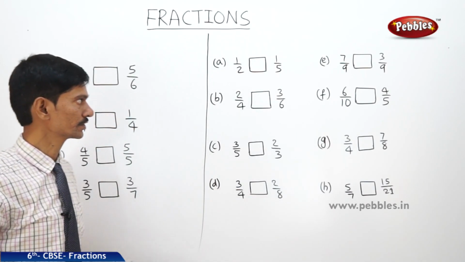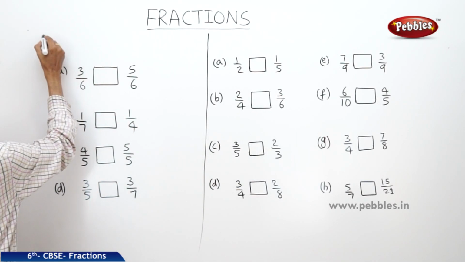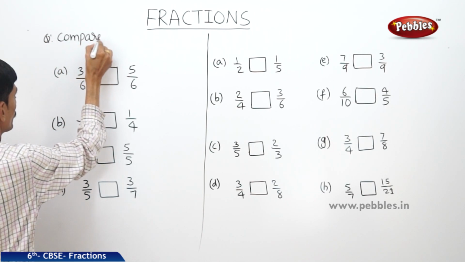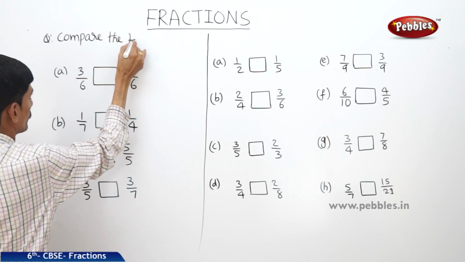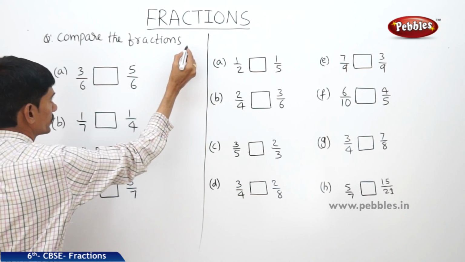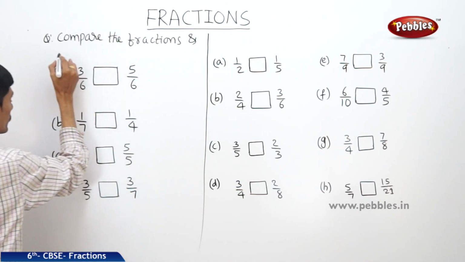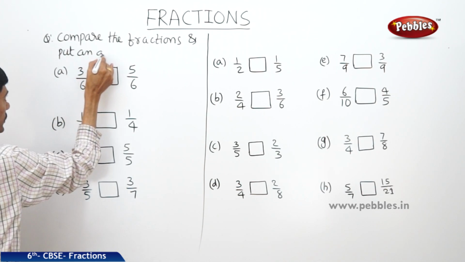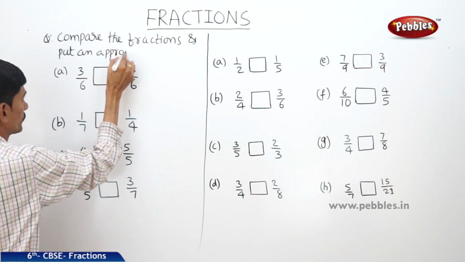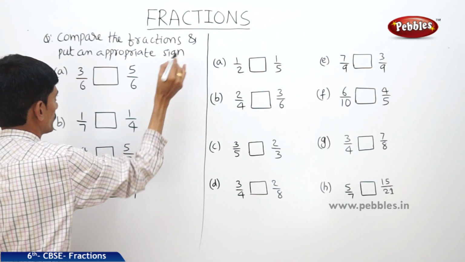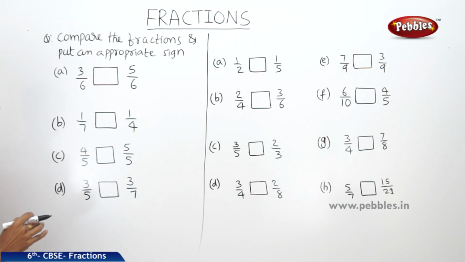Now let us solve the next question. Compare the fractions and put an appropriate sign. Now the first question, 3 by 6 dash 5 by 6.